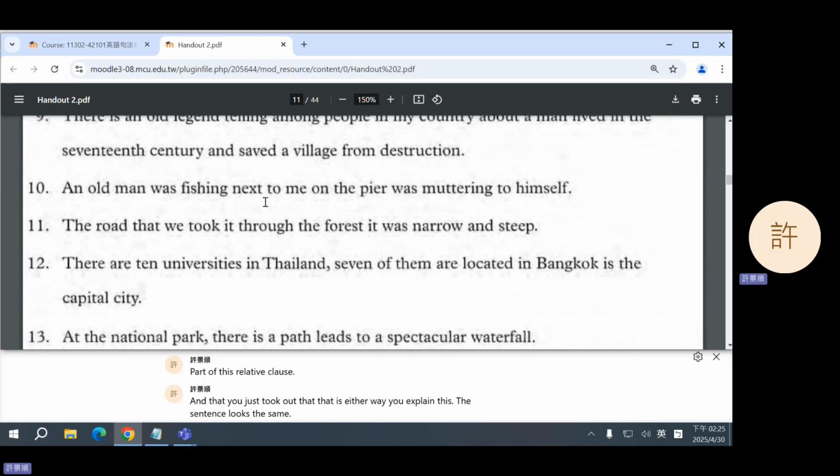Number 10, an old man was fishing next to me on the pier, was muttering to himself.